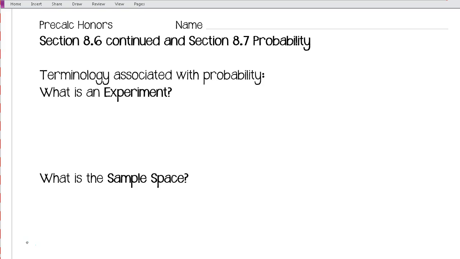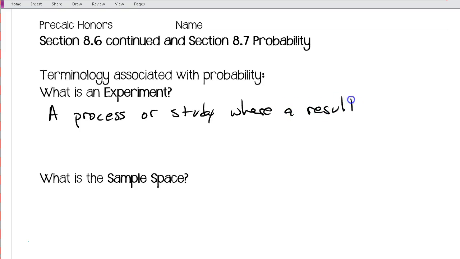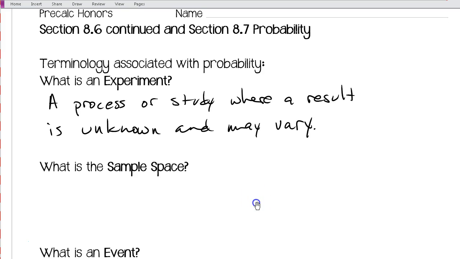And the first thing we want to look at is what is an experiment. So an experiment is a process or study where a result is unknown and may vary. So flipping a coin, rolling a die, picking numbers out of a hat, things like that.